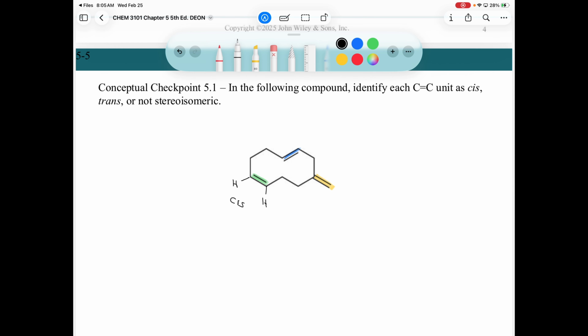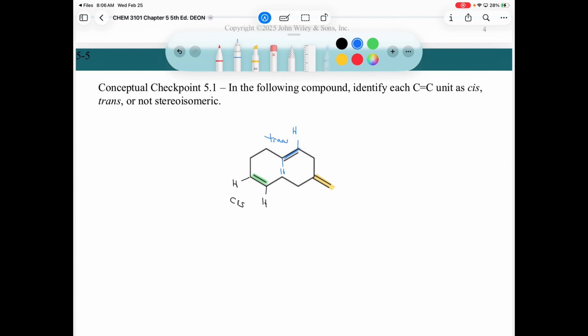Absolutely, okay? What about the one in blue? Anybody have a feeling about the one in blue? It's trans, right? Because I have a hydrogen going up, I have another one going down inside the ring like this, and so this one would be trans. The last one, the answer is neither. Okay, it's not cis and it's not trans.